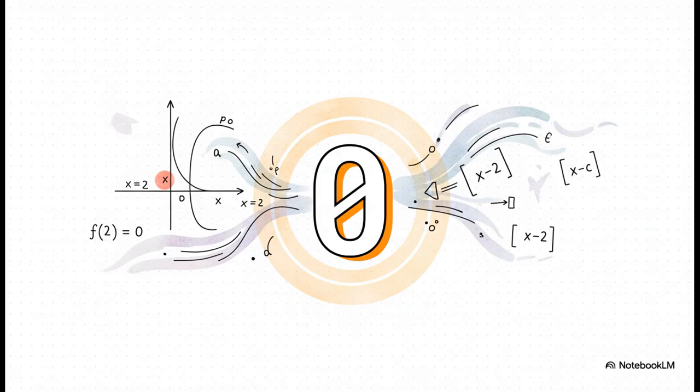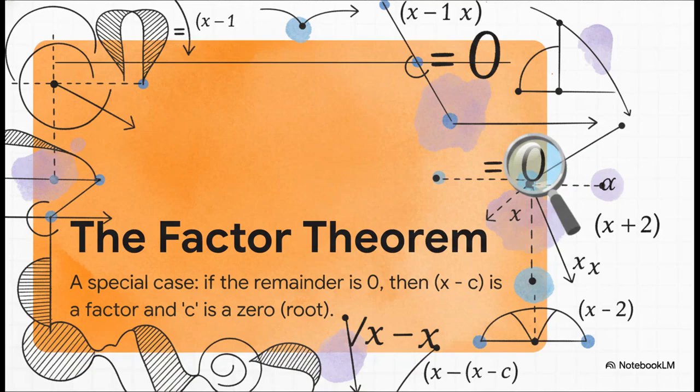But a remainder of 0 tells us something way more important than just the answer. It tells us something absolutely critical about our polynomial. Any ideas what that might be? And this brings us to the factor theorem, which is really the superpower we've unlocked. It's a special case of what we've been doing. A remainder of 0 doesn't just mean the answer is 0. It means you've found a factor of the polynomial.